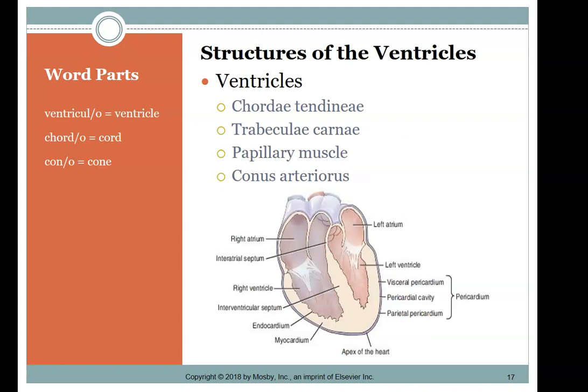Structures of the ventricles. The lower chambers, the ventricles, are composed of fleshy beam-shaped structures termed the trabeculae carneae. The chordae tendineae, literally heartstrings, are the cord-like tendons attached to the valves by the papillary muscles. The conus arteriosus is the conical projection of the right ventricle into the pulmonary trunk. In some references, it is referred to as the infundibulum, which means funnel-shaped. Your word parts: ventriculo is ventricle, chordo is cord, and cono equals cone.